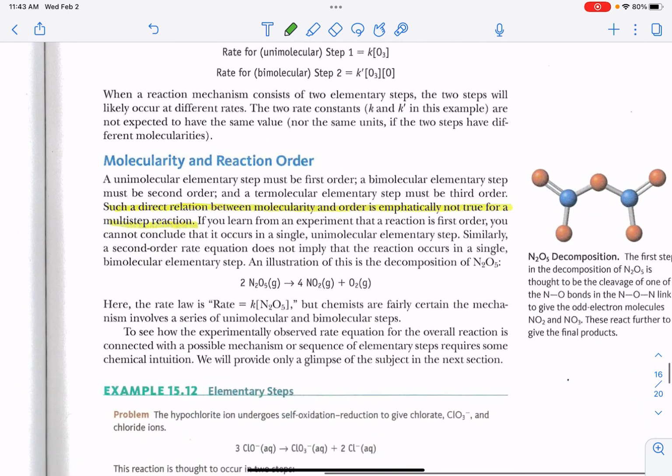Now you might say, what's the difference between the molecularity and the reaction order? Remember, the reaction order is the exponent in the rate law. And you can have the reaction order for each individual reactant in the rate law, and you can have the overall reaction order, which is the sum of the exponents in the rate law. And your molecularity and reaction order would be the same for each elementary step, but decidedly not the same for the overall reaction order.